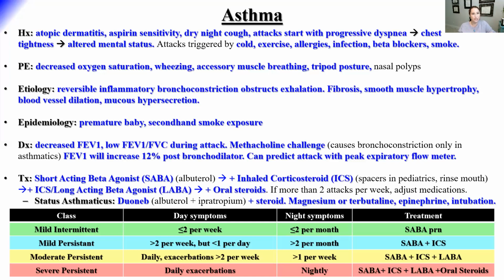Oral steroids, we want to keep these as a last line therapy because there are very severe consequences to prolonged oral steroid therapy. Status asthmaticus is where they are within that asthma attack right at that time, and we can treat them with something called a duoneb and a steroid. We want to settle down that inflammation very quickly. Magnesium or terbutaline, epinephrine, and intubation. We want to control that airway very quickly with the status asthmaticus.